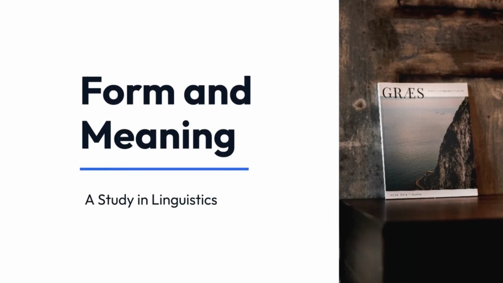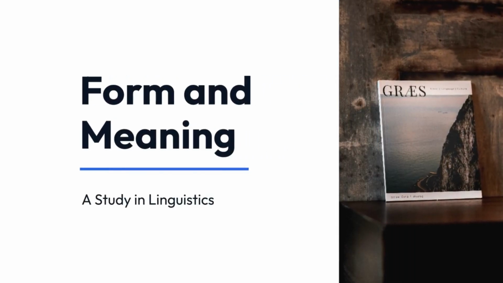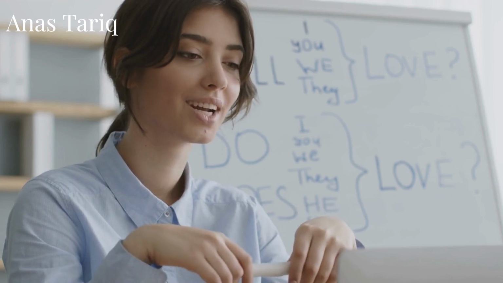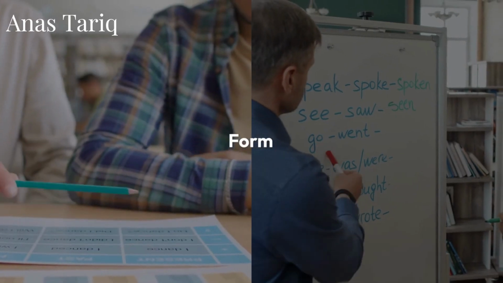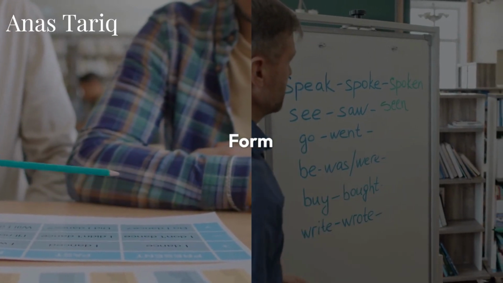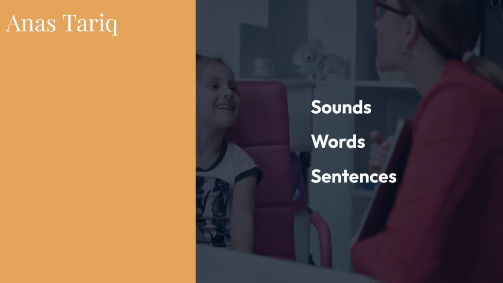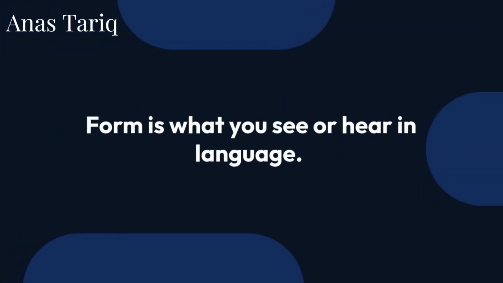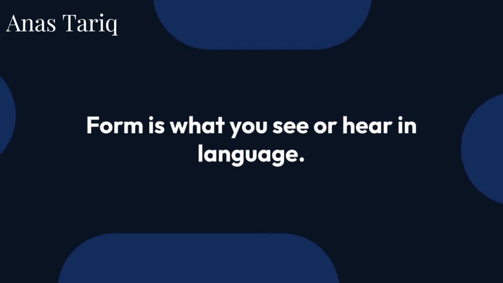Today, we will discuss a fascinating topic in linguistics: form and meaning. To begin, let's define these two essential concepts. Form refers to the structure or shape of linguistic units. This includes sounds, words, and sentences. In simple terms, form is what you see or hear in language.